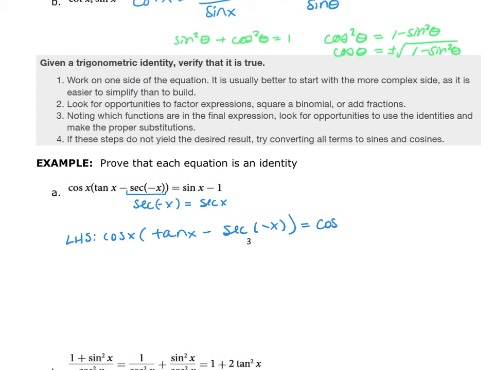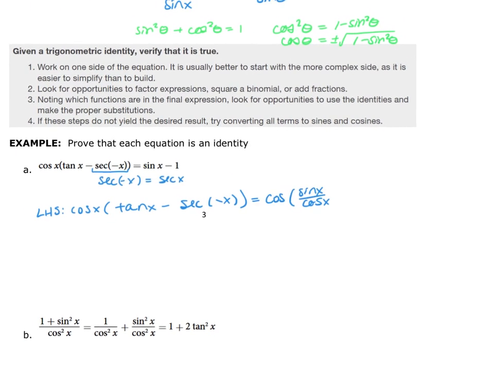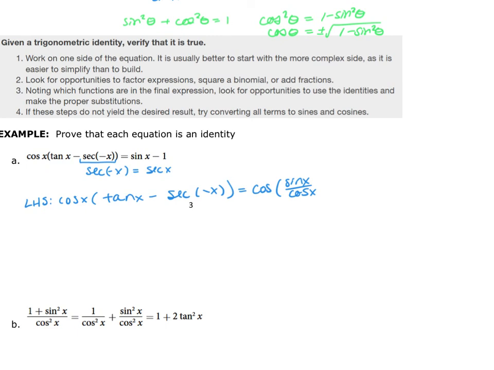I'm going to leave cosine as it is. Tangent I'm going to turn into sine x over cosine x. And then the secant, we know that's just going to be the positive. Secant of negative x is just secant of x. So this is just going to be secant of x. And further, I know that this is going to be 1 over the cosine x. So I'm going to rewrite this as 1 over the cosine of x. Now I'm going to distribute the cosine through, and when I do that, the cosine will cancel in the first one, leaving me just sine x, and then minus 1, and that is the right-hand side.